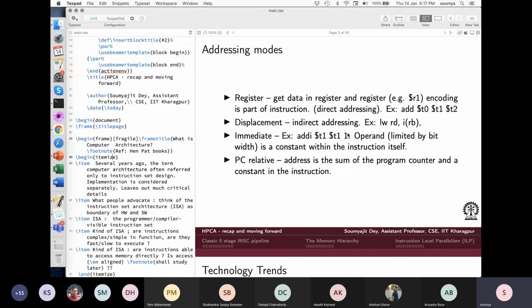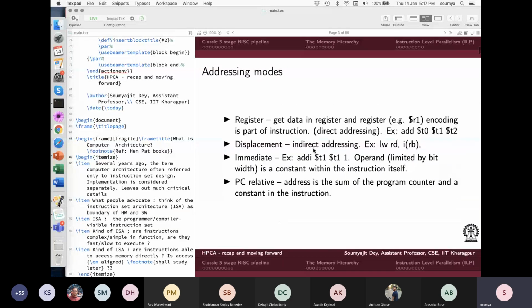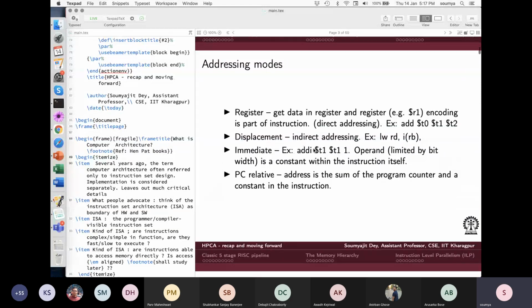So you don't have to fetch this value by looking into a register or calculating the address to a base and offset, those things. Okay. So in that way, what we mean is addressing mode means the typical different ways through which you can get access of data in a microprocessor.